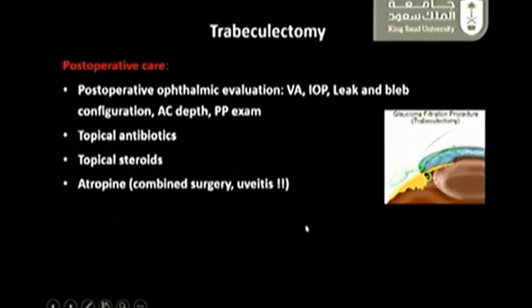So the postoperative care consists of ophthalmic evaluation, first day postoperatively, looking for the visual acuity, the intraocular pressure, leak, and the bleb configuration, anterior chamber depth, and posterior pole examination, looking for any choroidals or suprachoroidal hemorrhage if the patient is in pain with high pressure. So you need to start the patient on topical antibiotics and topical steroids and atropine. If you have combined surgery, if you have uveitis, you can use it as well.